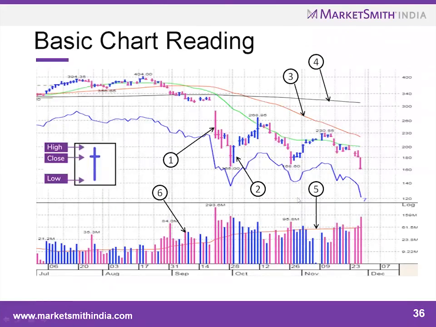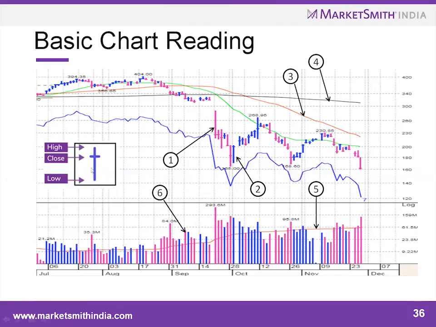So this is a basic chart, and it might be new to a lot of you because technical analysis is a bit complicated compared to fundamentals. So normally, this is basically a daily chart, and you will see this blue mark, this kind of a stick, which is your daily price movement.